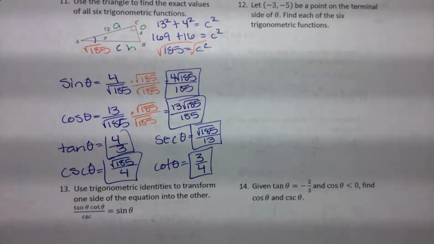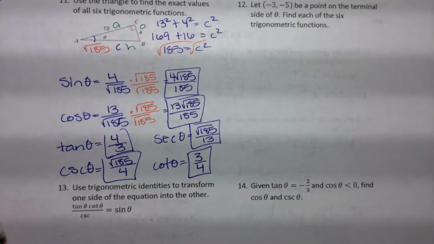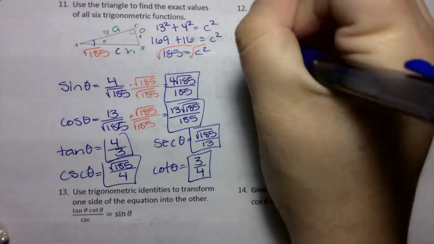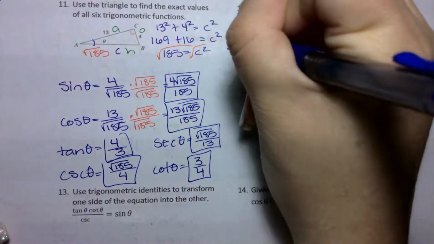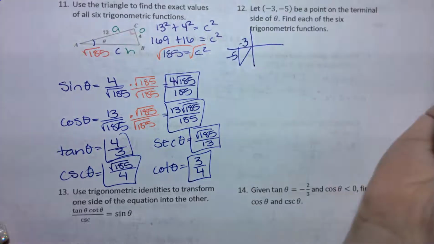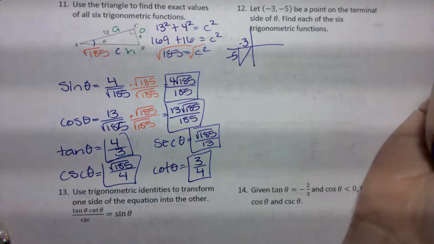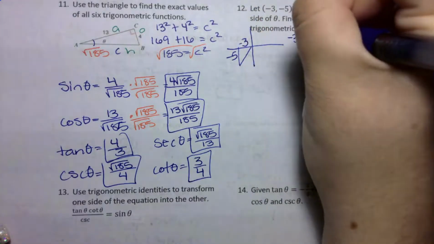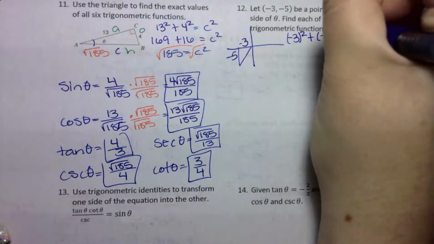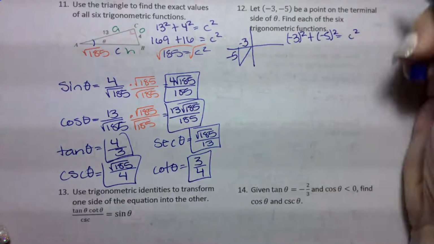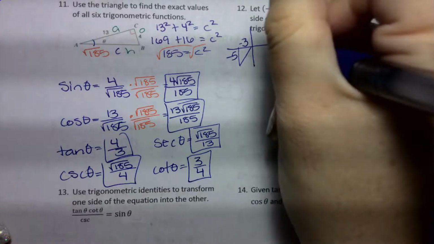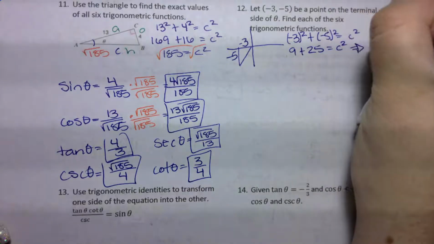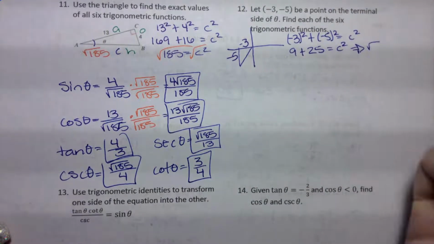Okay. Number 12 says let -3, -5 be a point on the terminal side of theta. So find each of the 6 trig functions. So I want to graph this. This is going to be -3, -5. I need to use the Pythagorean theorem to figure out that radius value right here. So I'm going to have (-3) squared plus (-5) squared equals c squared. (-3) squared is 9. 5 squared is 25. This is going to give me, nope, just regular 34.